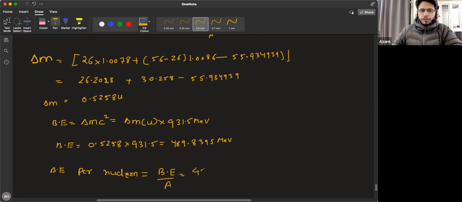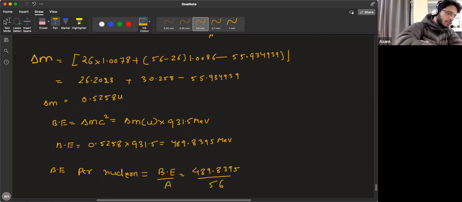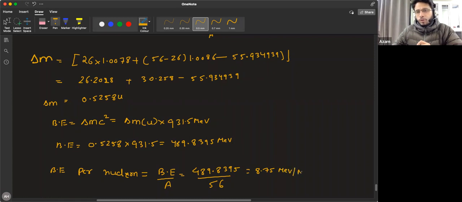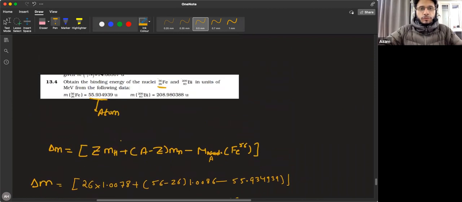So, binding energy is 489.8395, divided by mass number, which is 56. If I divide this by 56, it is exactly 8.75 mega electron volt per nucleon. This is the binding energy per nucleon of iron, and the binding energy per nucleon of iron is maximum. Slow it down.